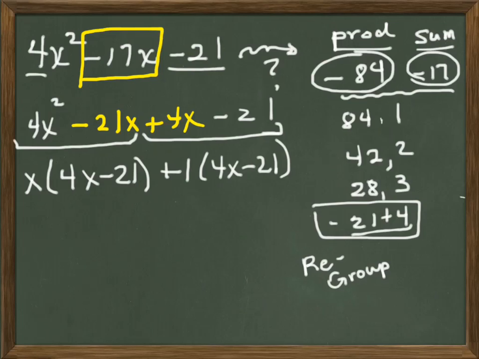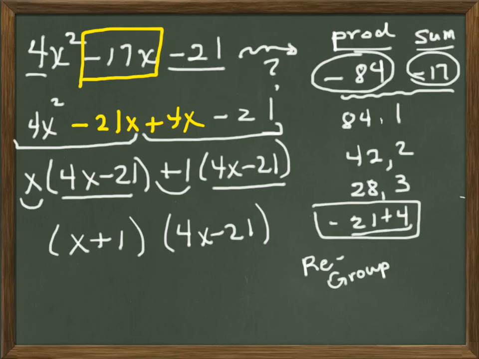So now I have one factor is going to be my 4x minus 21, and my other factor is going to be x plus 1. So my answer is x plus 1 times 4x minus 21.